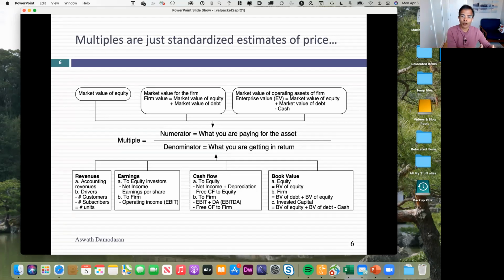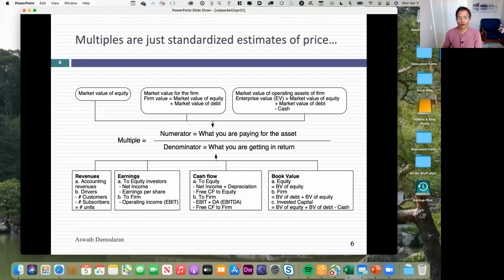Or you can take book equity plus book debt and subtract out cash, which is invested capital, the same invested capital we used on return on invested capital. The numerator is always a market value. The denominator is a standardizing variable. That's what it does. It basically allows you to compare across companies.